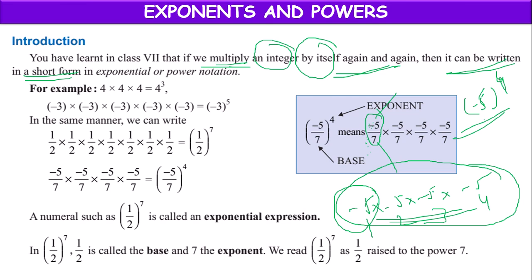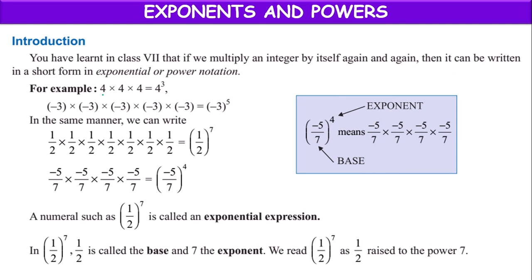Here it is 4 times. So expressing this long expression in this short form, minus 5 whole to the power of 4, is called exponential form or power notation.